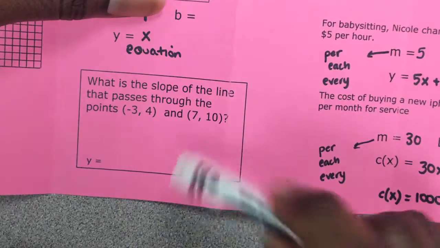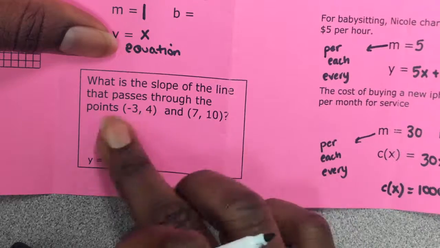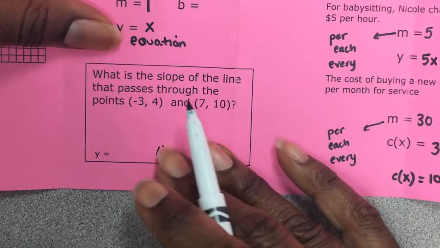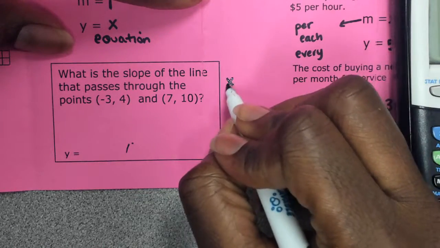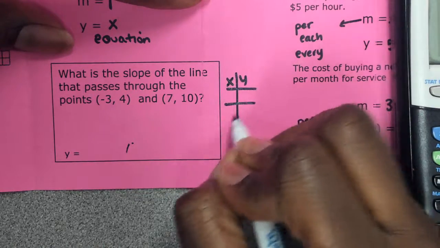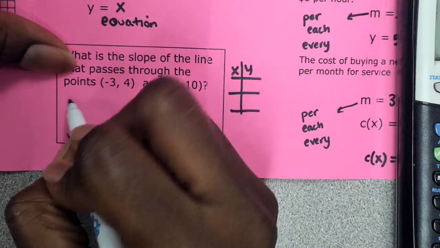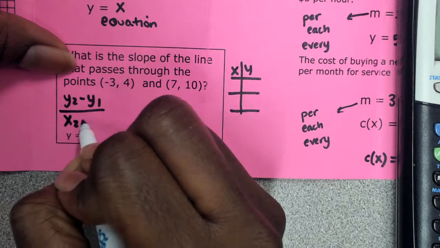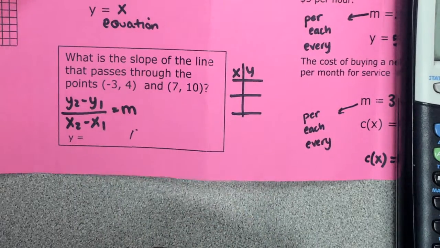All right. So some classes didn't do this one either. What is the slope of the line that passes through the points (-3, 4) and (7, 10)? In this case, I would definitely just take those 2 points and turn it into a table. However, there were some students that remembered the formula y2 minus y1 over x2 minus x1 to find the m. That's another way to find it.